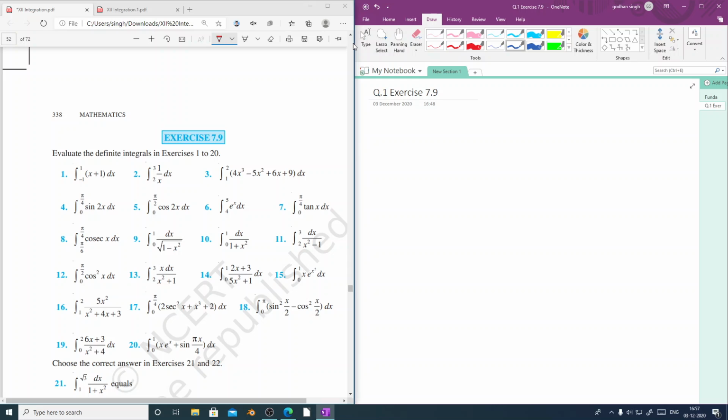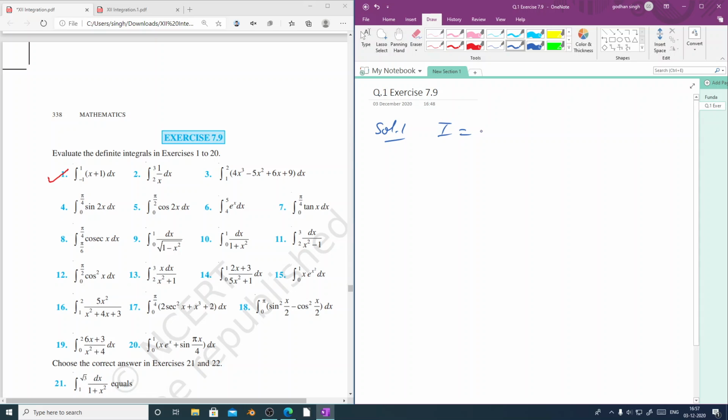Exercise 7.9, question number 1. So solving question number 1, solution: I equals the integration of x plus 1 from minus 1 to 1. So how to integrate this? Very simple. First we keep the lower limit and upper limit in a square bracket, and we know how to integrate this. We integrate x plus 1, so we get x square by 2 plus x, and on the top we write the upper limit, and at the bottom we write the lower limit.